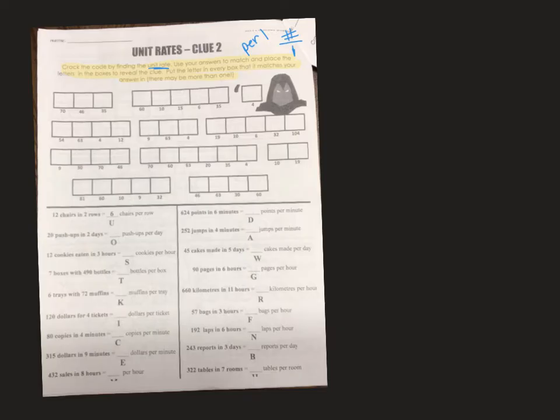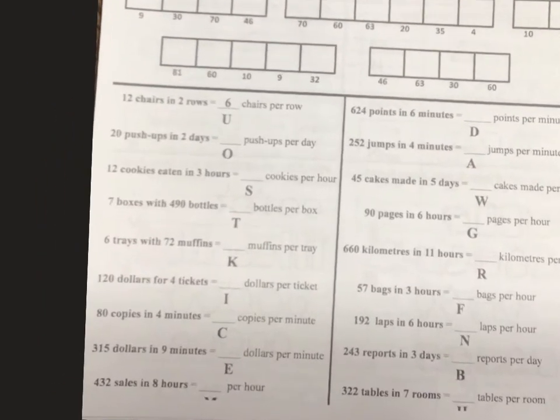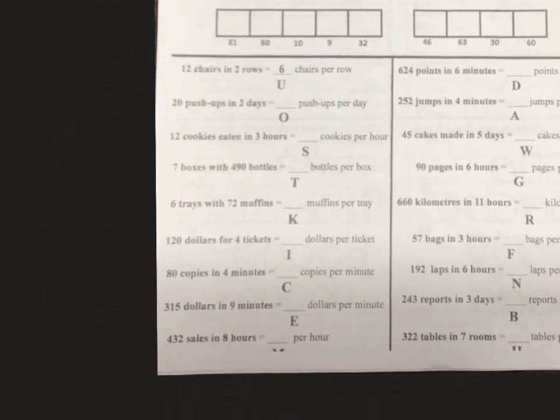Okay, we don't want to see any work on this page. So the first thing we need to do again is number our problems. I'm going to go down this first column first. So here we're going to have number 1, number 2, number 3, number 4, number 5, number 6, number 7, number 8, and number 9.